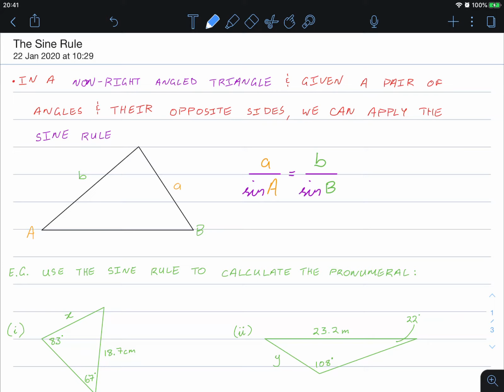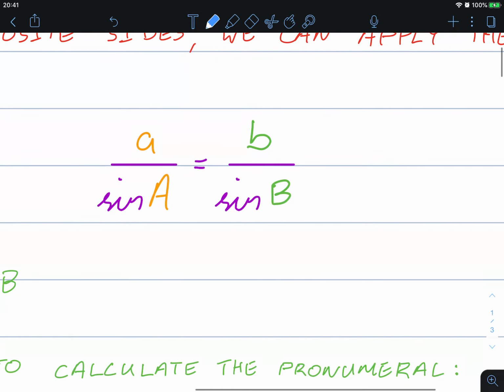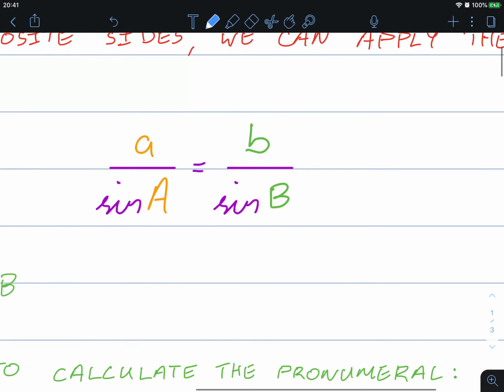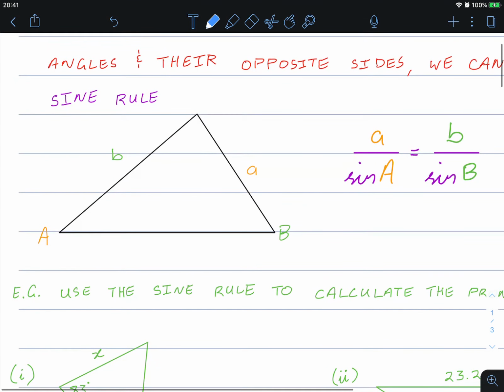So in a non-right angled triangle, given a pair of angles and their opposite sides, we can apply the sine rule. The sine rule is as follows: a on sine A equals b on sine B. Now it's very important to understand the angles and their opposite sides.